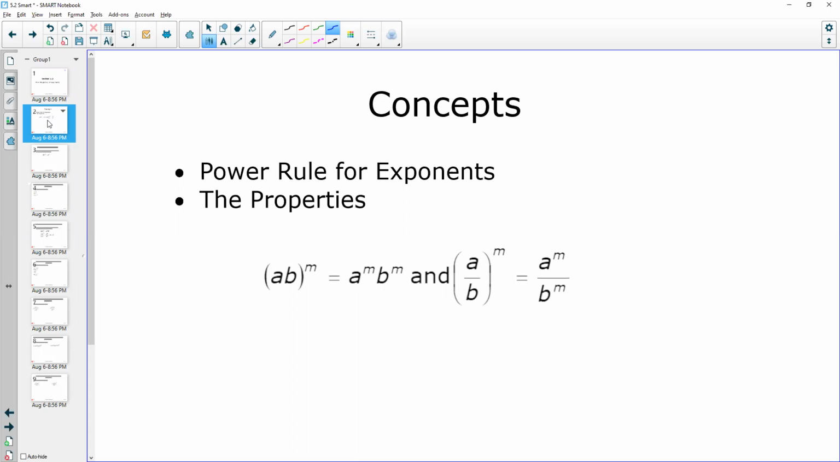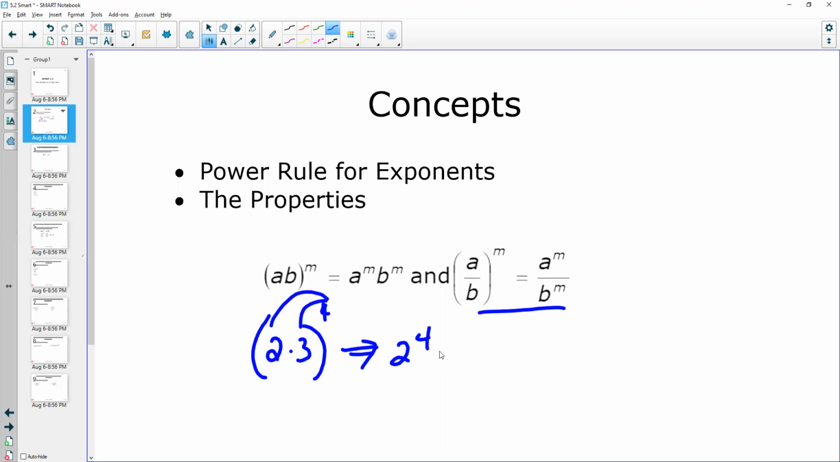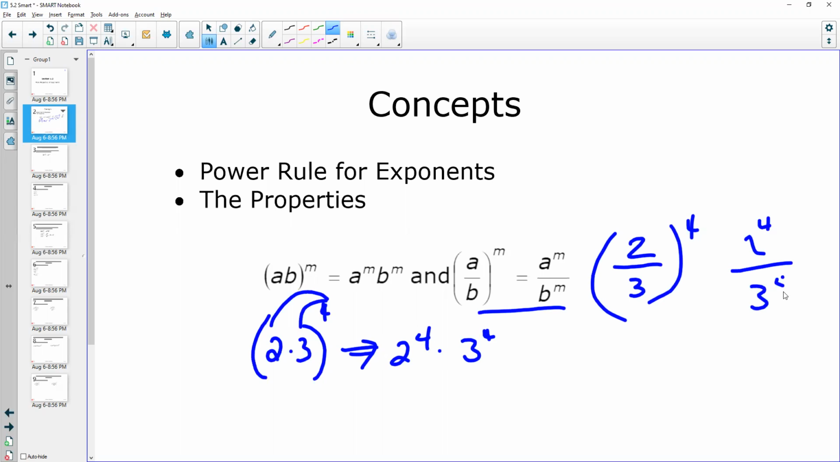So the power rule works like this. If I have something being multiplied, so let's say 2 times 3, and they're both being raised to a power, let's call it 4. What I can do is distribute that exponent, but only if it's across a multiplication, or as you'll see in the second part, a division. This is the power rule. So what I can change this into is 2 to the 4th times 3 to the 4th, okay? The same would be true as if I had 2 over 3, all to the power of 4. I can rewrite that as 2 to the 4th on top and 3 to the 4th on the bottom.